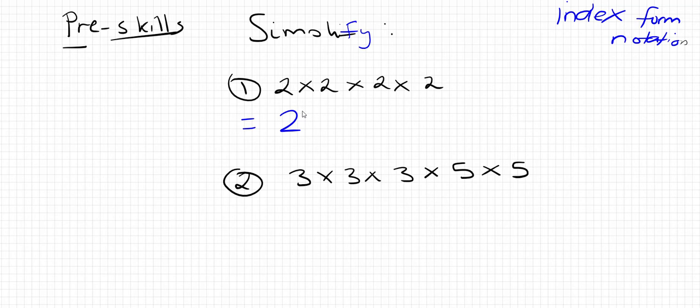Okay? And the next step is to just count how many 2s there are. So 1, 2, 3, 4. And that is what makes my power. I have 2 to the power of 4.